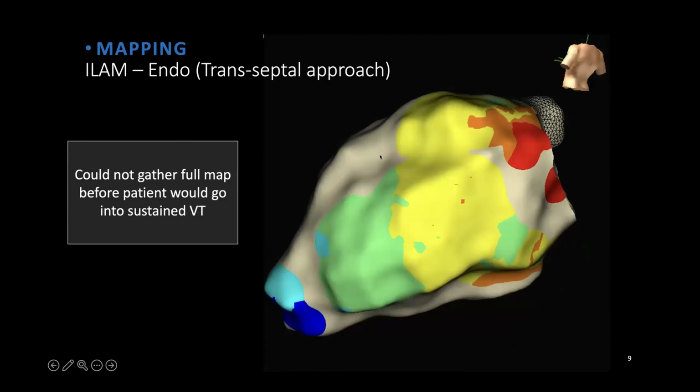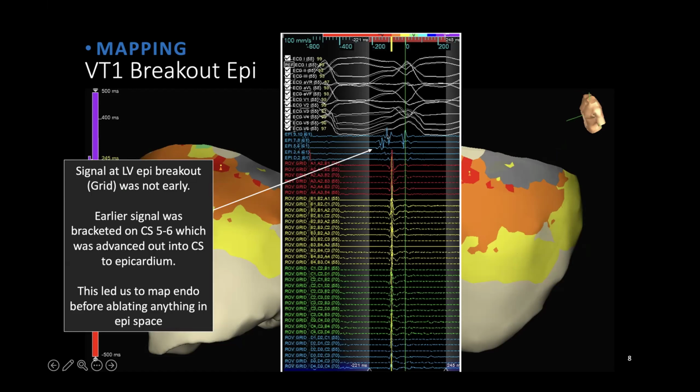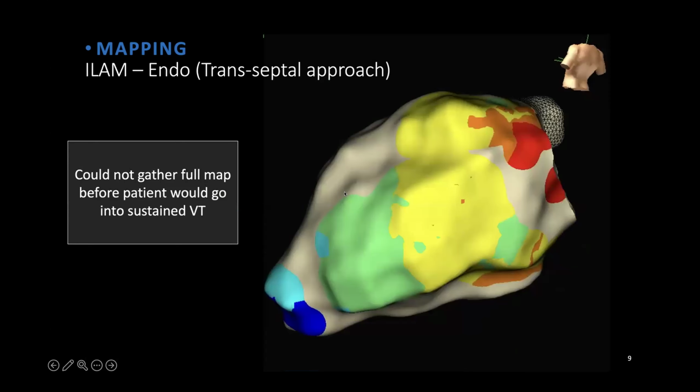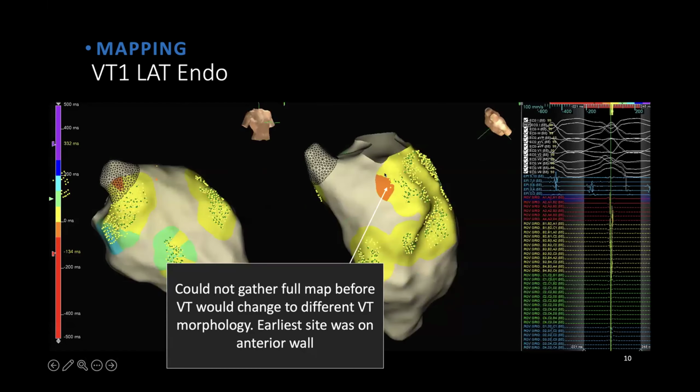This is another mapping we were able to do, but this is already the endocardial surface of the heart. As I mentioned, we didn't see anything interesting in the epicardial space, so we decided to go for an endocardial approach, via a transseptal approach. So here we are mapping a little bit more endo. This is in sustained VT, or VT1, and this is the activation mapping as well.